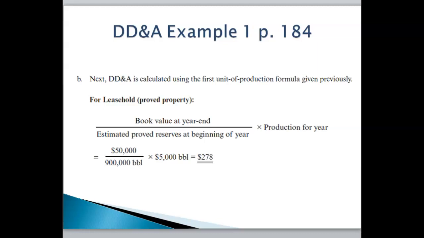Next, we're going to calculate using the unit of production formula that we looked at. So we have our book value at year end of $50,000. We're going to divide that by the estimated proved reserves at the beginning of the year of 900,000 barrels. And then we're going to multiply that times the production for the year of 5,000 barrels. So we're going to get $278. So this is going to be our DD&A expense for leasehold or proved property.